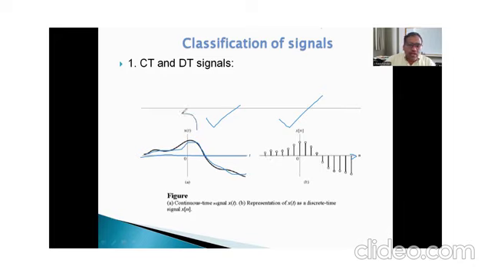Here, the continuous time signals are denoted by x of t. Discrete time signals are denoted by x of n.